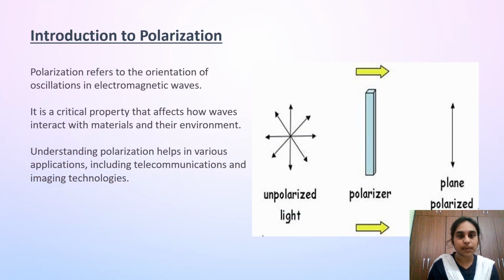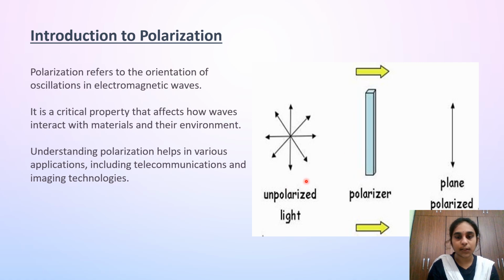First, what is meant by polarization? Polarization refers to the orientation of oscillations in electromagnetic waves. It is a critical property that affects how waves interact with materials and their environment. Understanding polarization helps in various applications, including telecommunications and imaging technologies.